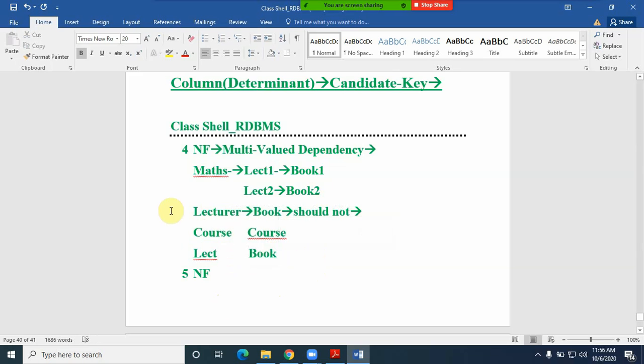But in the previous example, if I take the course, lecturer and the book in the same table, I end up with a dependency of the subject and the lecturer. It gives two values, and at the same time it also gives multi-valued dependencies. No multi-valued dependencies must be there in the discussion of the fourth normal form.